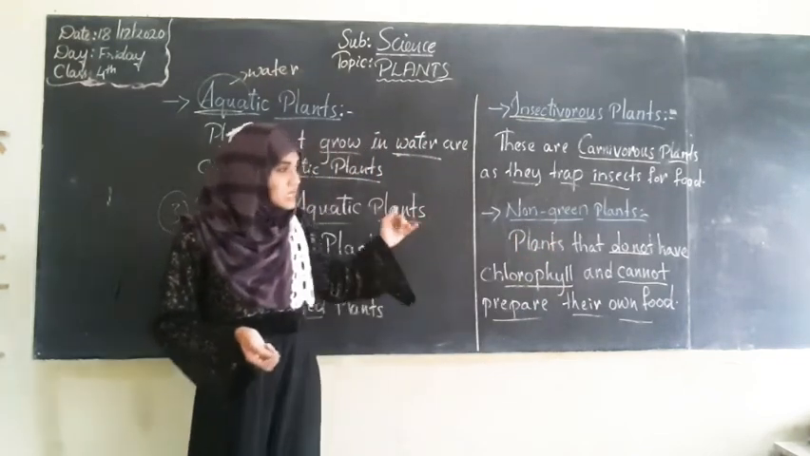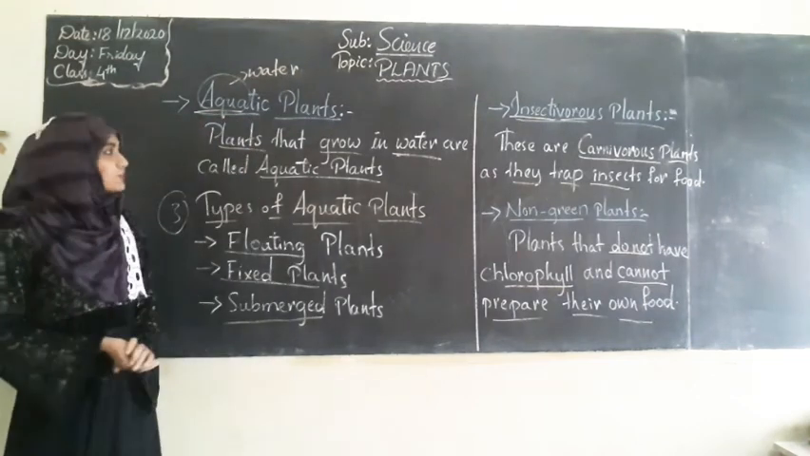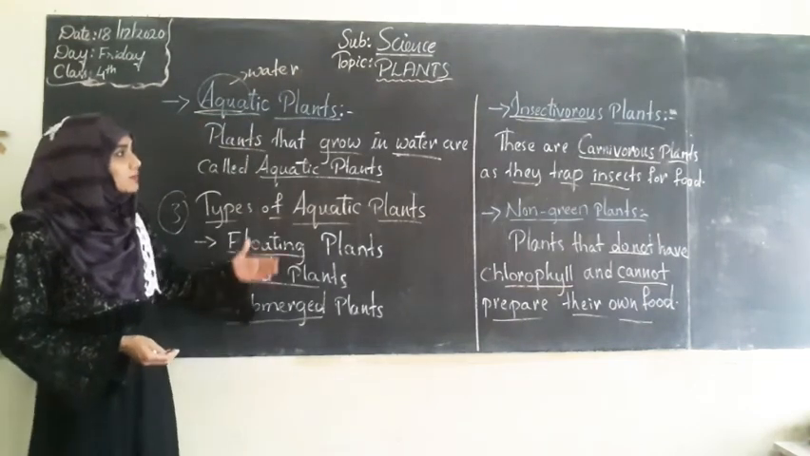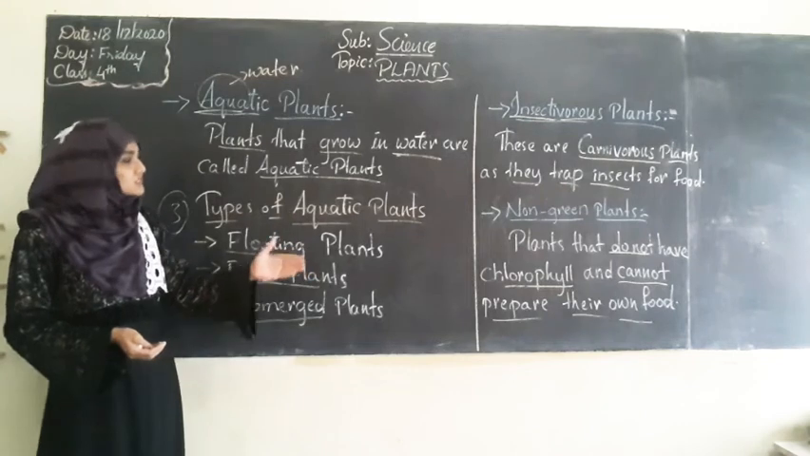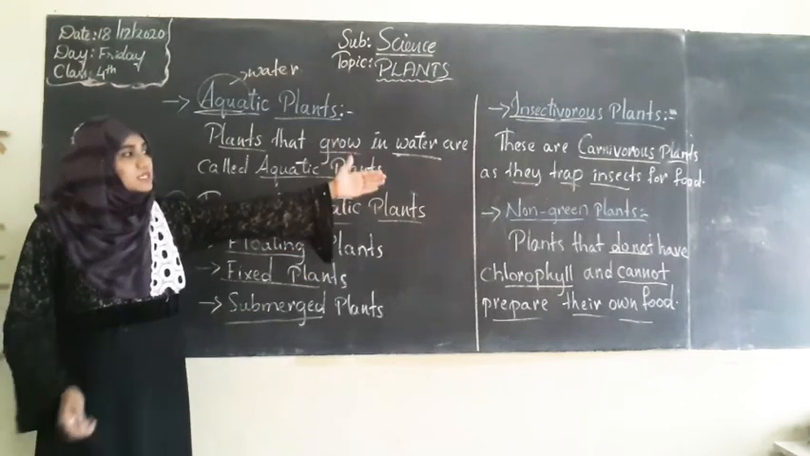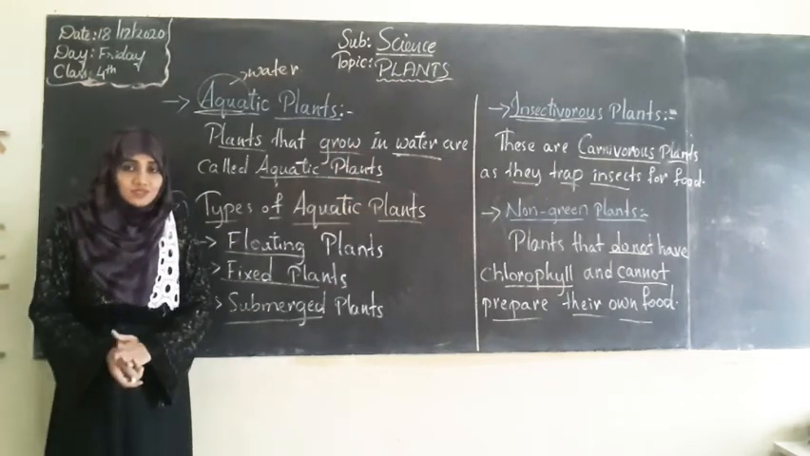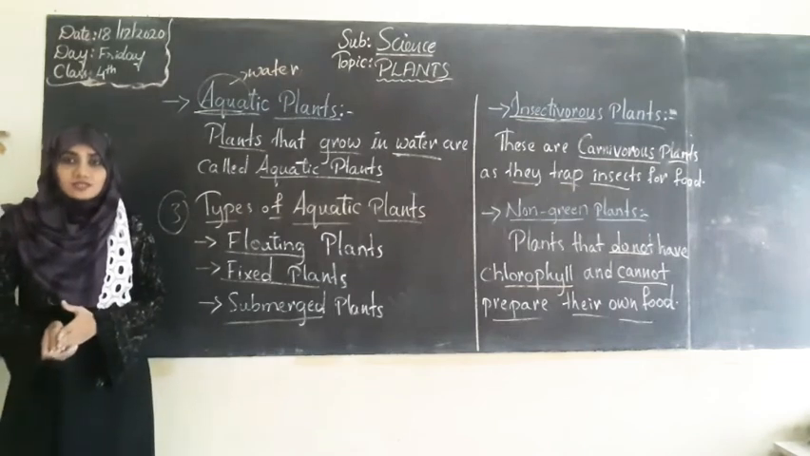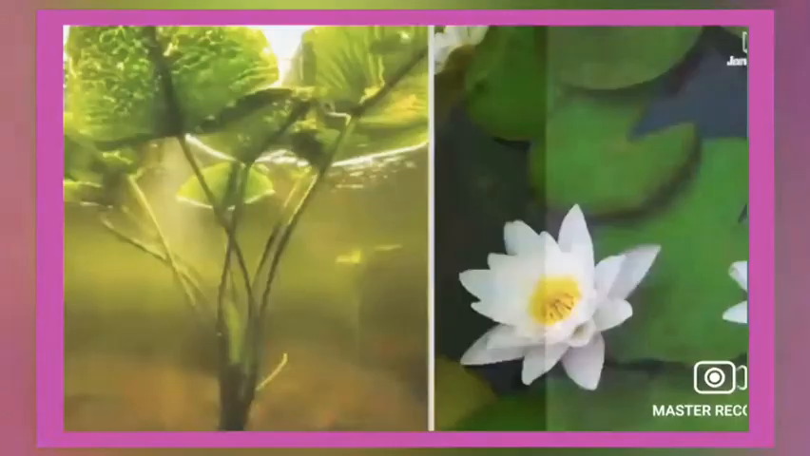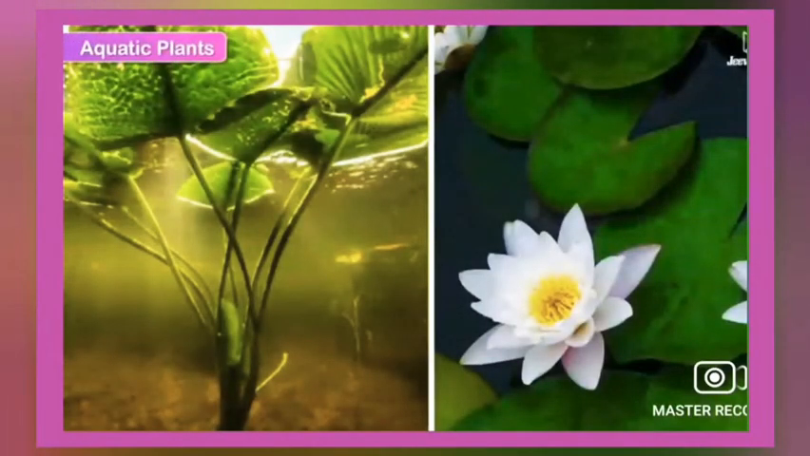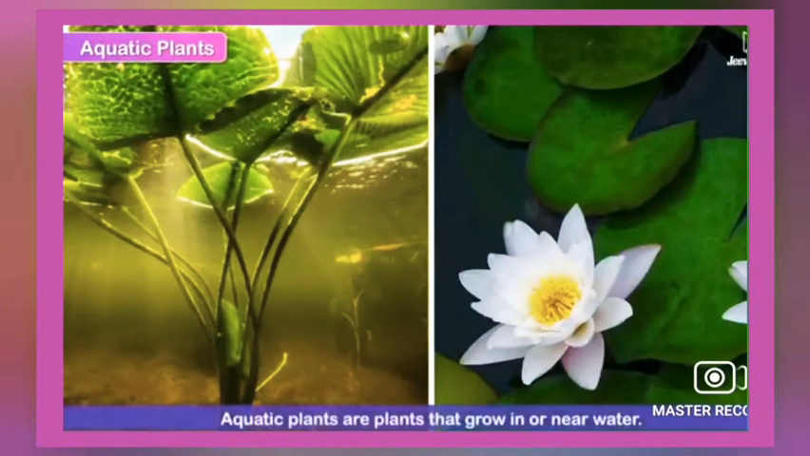Now we shall see the examples and a few more definitions, for more information regarding aquatic plants, insectivorous plants and non-green plants. So note down all the points and listen carefully. Aquatic plants. Aquatic plants are plants that grow in or near water.